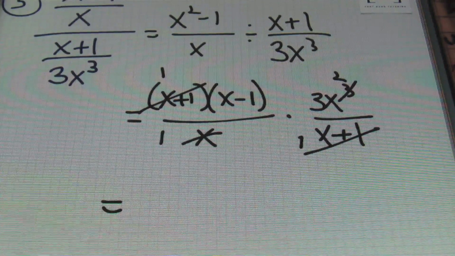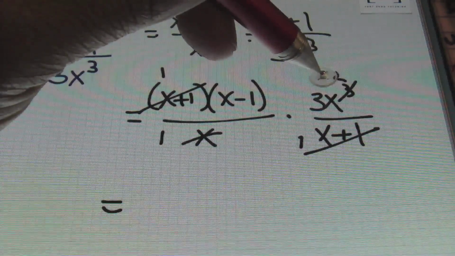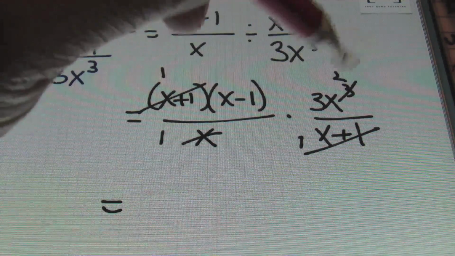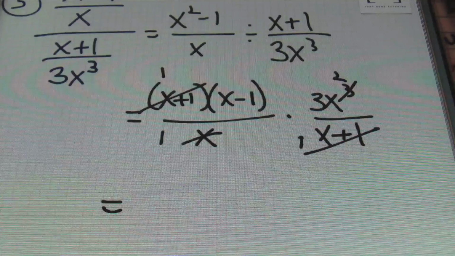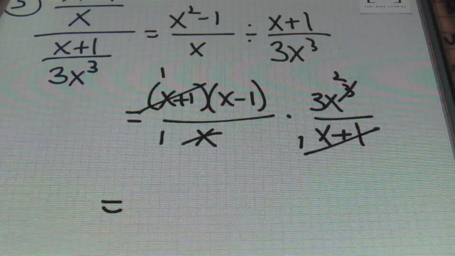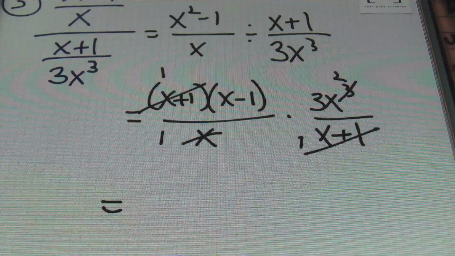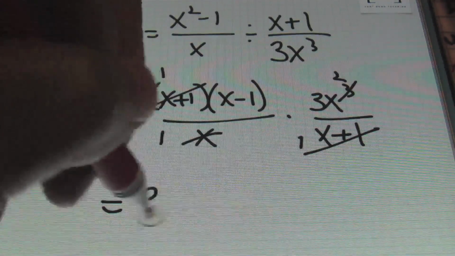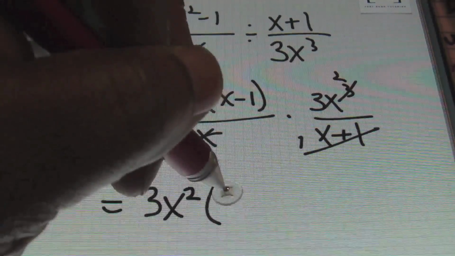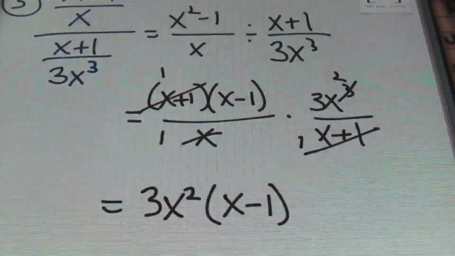So I've taken away an x from this x in the denominator as well as an x away from that x cubed to leave me with x squared in the numerator of the second fraction. From here, ladies and gentlemen, I'll be multiplying straight across. So I'll be ending up with 3x squared times x minus 1, and that's my answer.